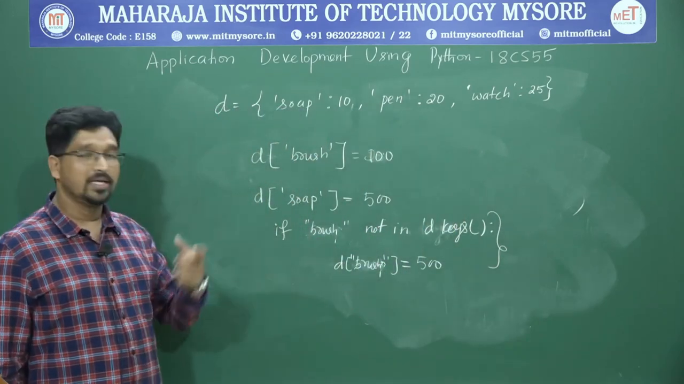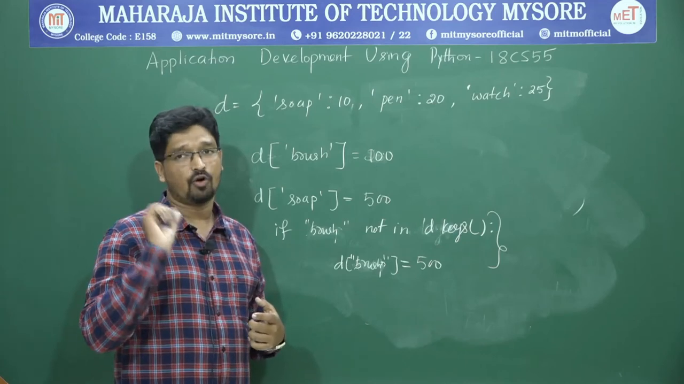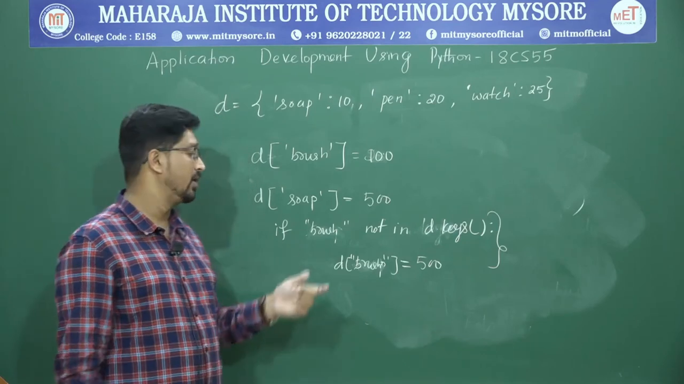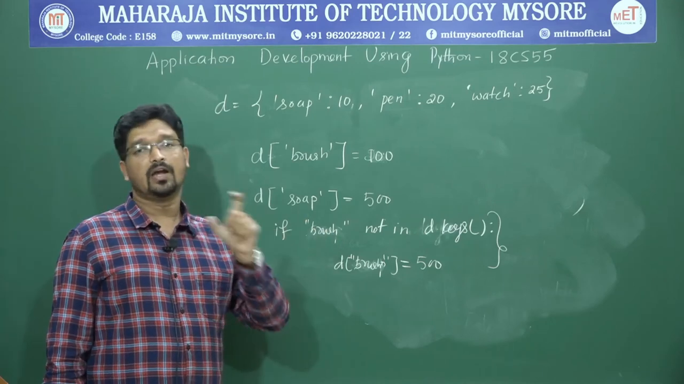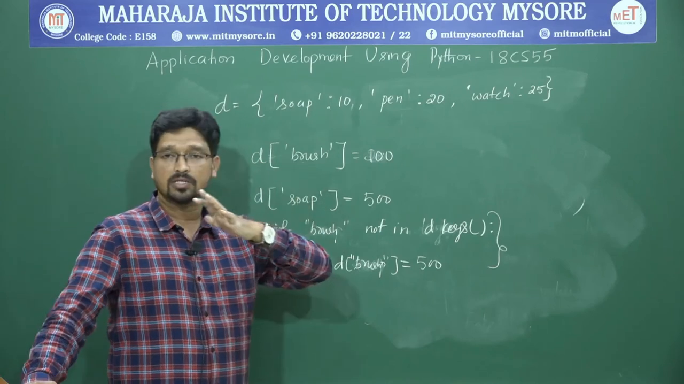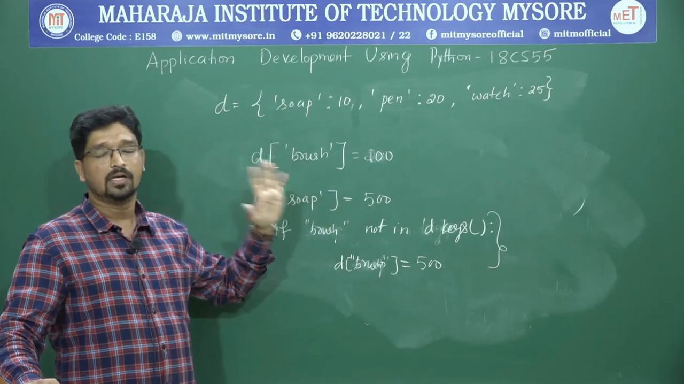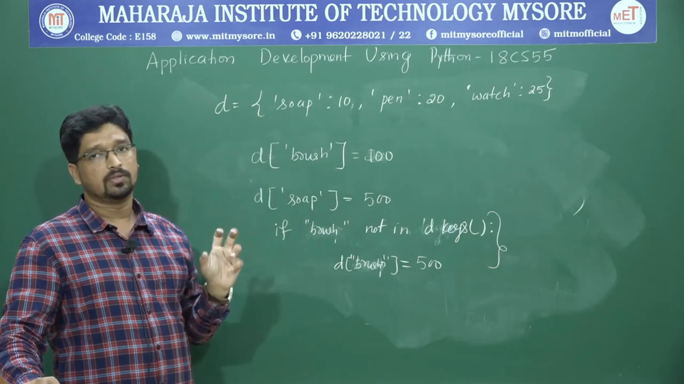So instead of doing it like this, we have a built-in method called setdefault. That method can be called with key and value. If the key already exists in the dictionary, it will not make any changes to the item. If the key does not exist in the dictionary, it will add a new item to it.